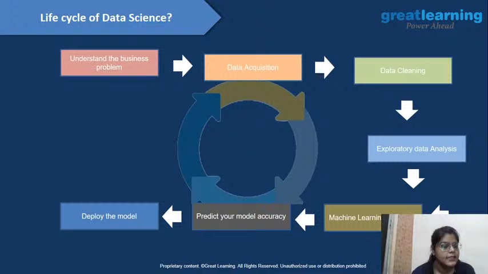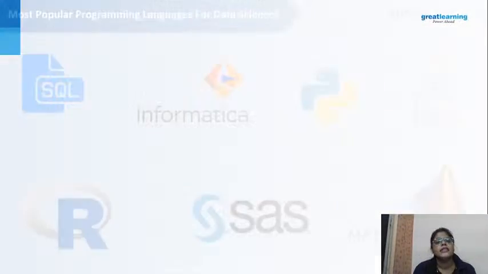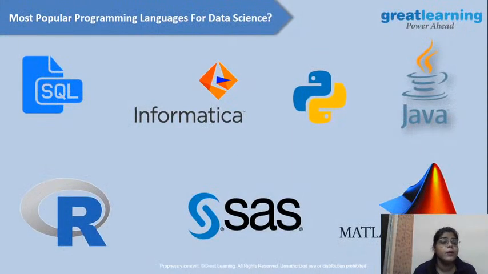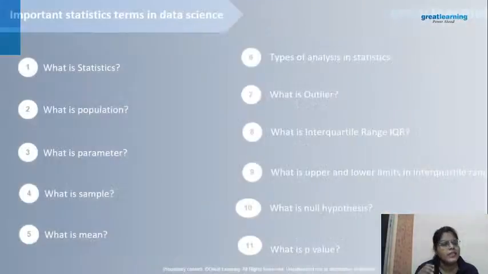Okay, that's clear. Okay, thanks guys. Then let's have a look at the next part. After that we are going to look at the most popular programming languages for data science. So basically we use R and Python, but for the database management system we have SQL. Again we have Informatica, SAS, MATLAB, Java, Python, all of which are connected with data science. So this is pretty much about data science.